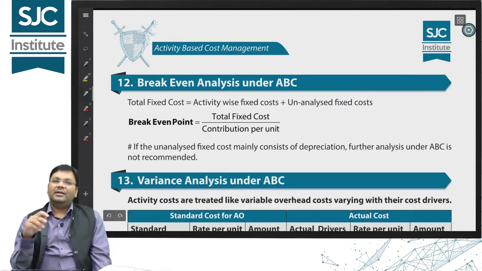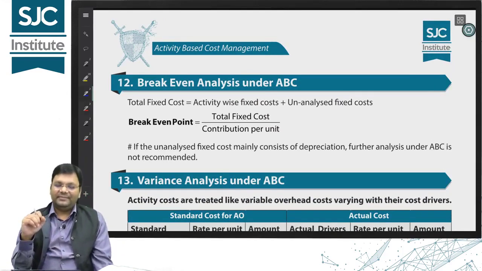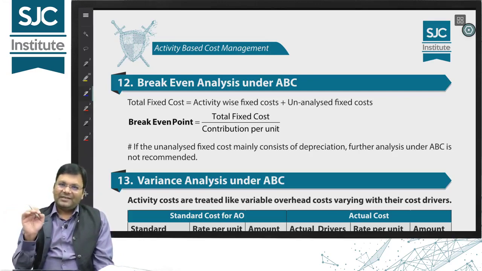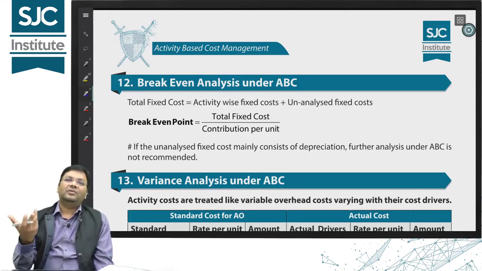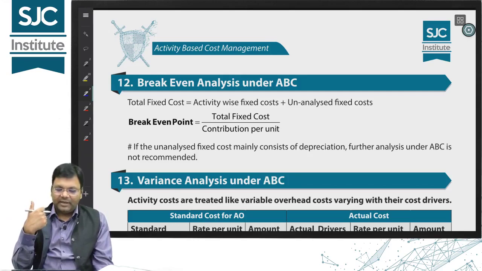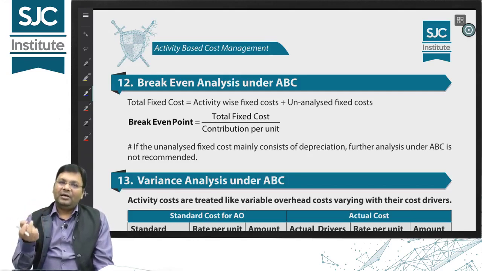Now let us understand this break-even analysis under ABC. What is it about? Break-even concept we study in depth in a different chapter called CVP analysis, cost volume profit analysis, which you have also done in the name of marginal costing in intermediate. Here we are doing the same break-even analysis but using the concept of activity based costing.